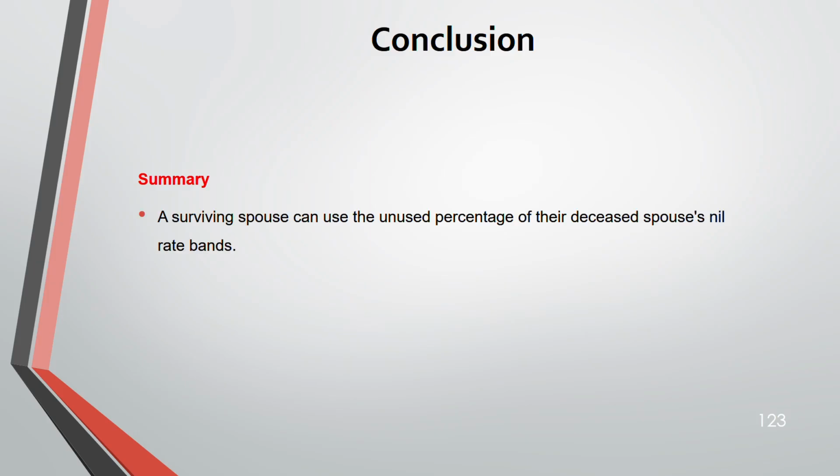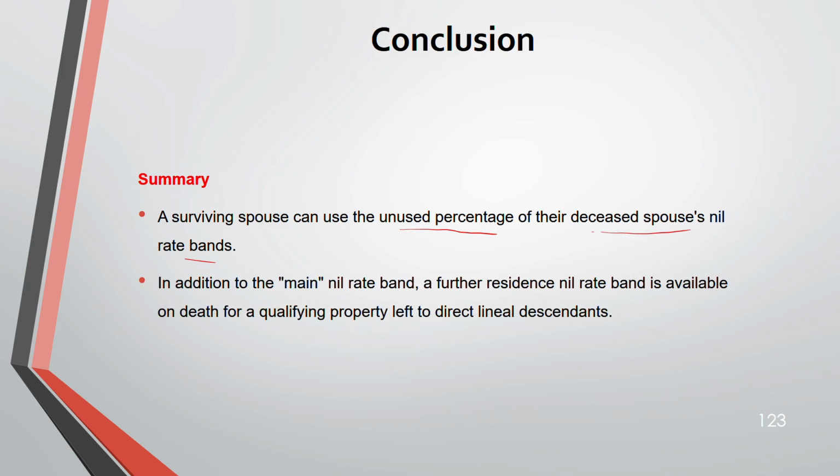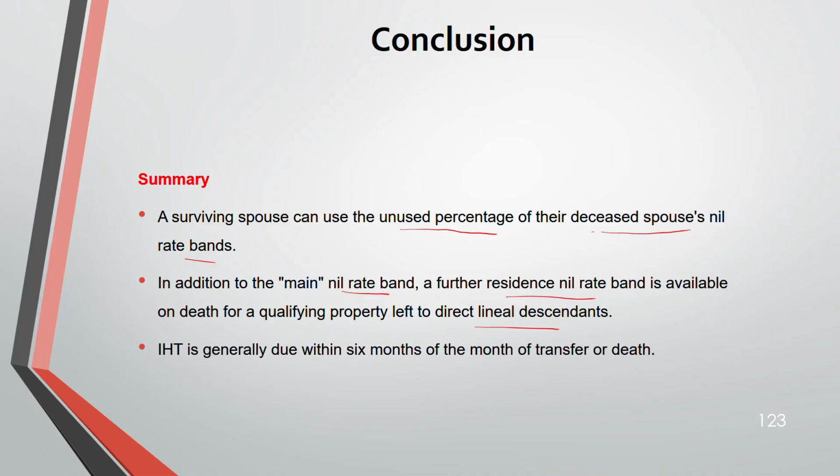Then, a surviving spouse can claim the unused percentage of their deceased spouse's nil rate band. And if your property is left to the direct descendants, with the nil rate band you will get the residence nil rate band. Residence nil rate band only if it is left to the direct descendants. Your residence cannot be left to your brother, sister, cousin, or anyone else. Like your children, grandchildren, if it's left, yes. IHT is payable 6 months from the month of transfer or death. 6 months you have to take from the transfer or death.